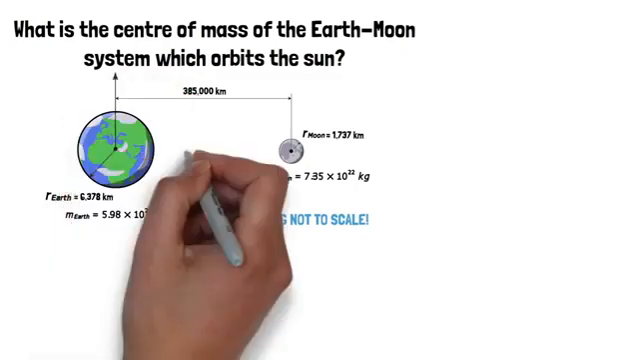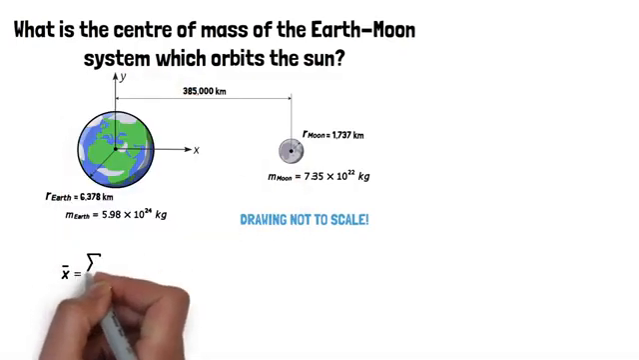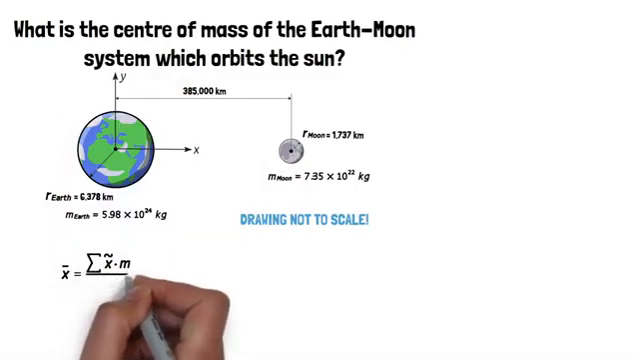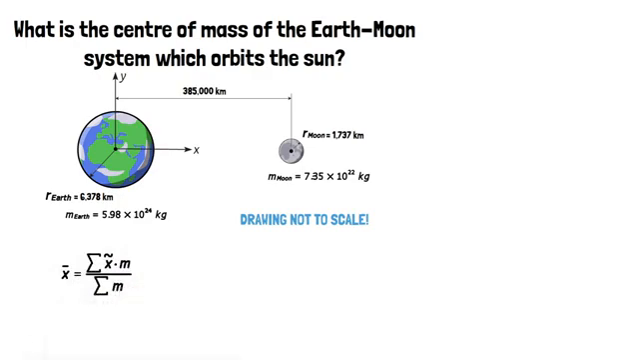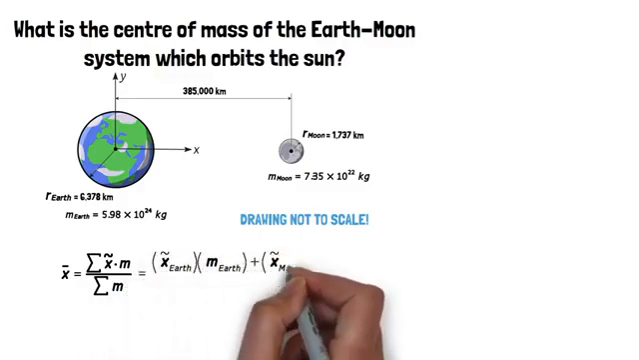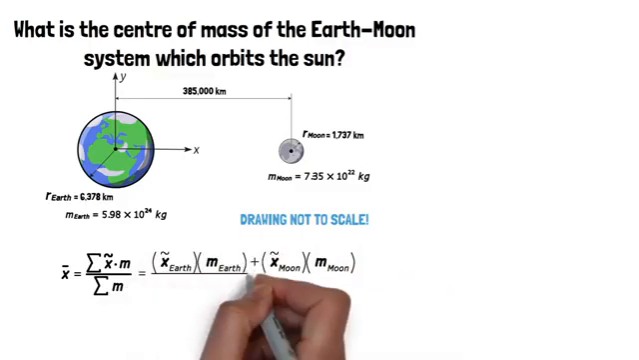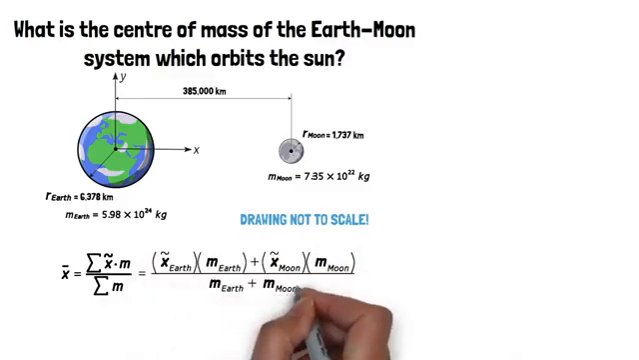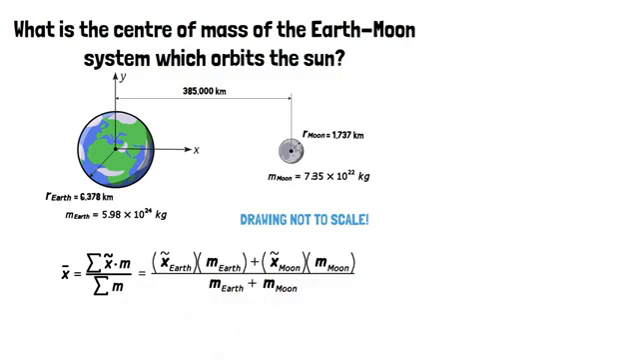If we define a coordinate system as shown here, we can use the formula for the center of mass in summation form, as our bodies are being treated as point masses. Expanding this out, we get the location of the center of mass of the Earth multiplied by the mass of the Earth, plus the location of the center of mass of the Moon multiplied by the mass of the Moon, all divided by the total mass of the system.